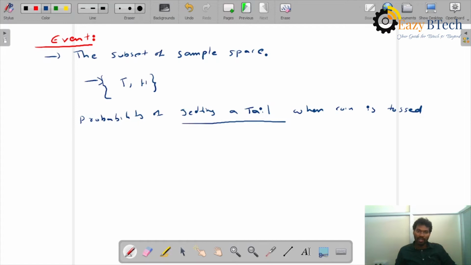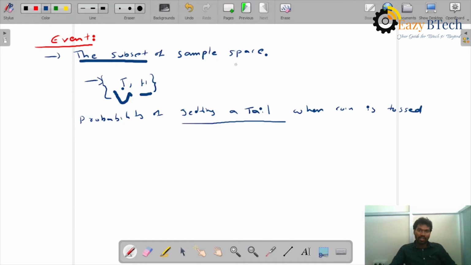Okay, so the example of an event here is getting a tail or getting a head. The event might be called a subset of the sample space. Why is it called a subset? Because getting a tail is part of your sample space, and getting a head is also part of your sample space. That's why the event is always called a subset of the sample space. So that is what we have about the event.